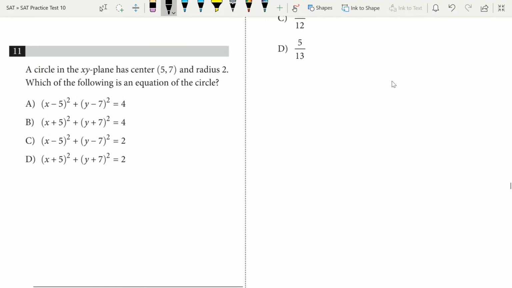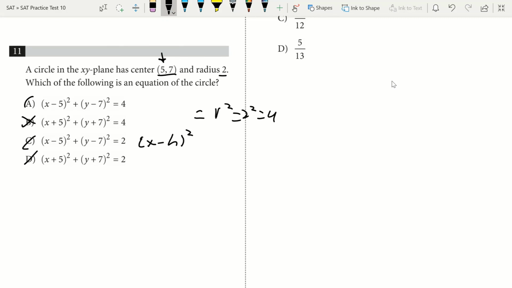Question 11. A circle in the xy plane has center (5, 7) and radius 2. Which of the following is an equation of the circle? All right, radius 2, I know that I'm going to equal my radius squared, so I need 2 squared. That's going to equal 4, so I can get rid of C and D. I also know that I'm going to have x minus h squared, where h is 5, that x point in my center. So I need to have x minus 5 squared, so my answer is going to be A.